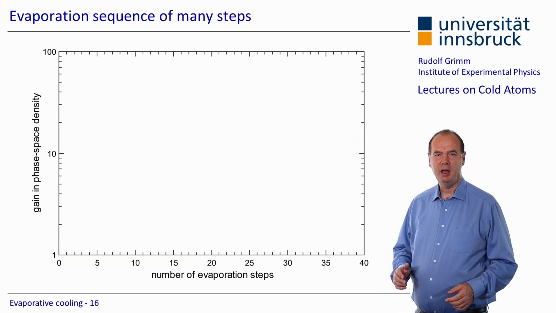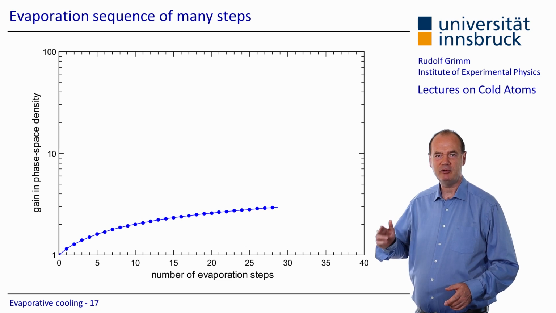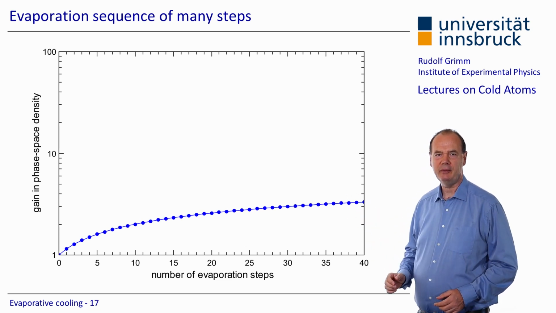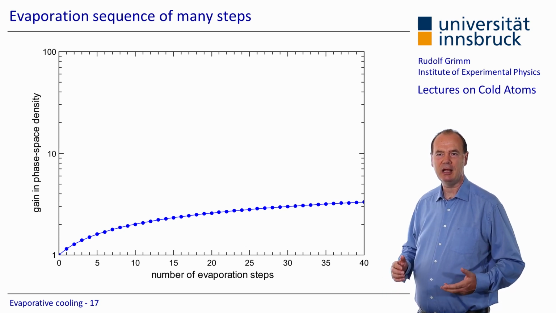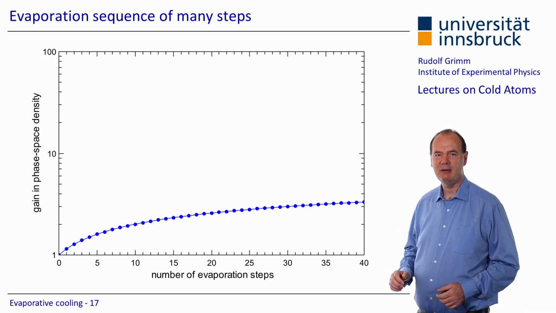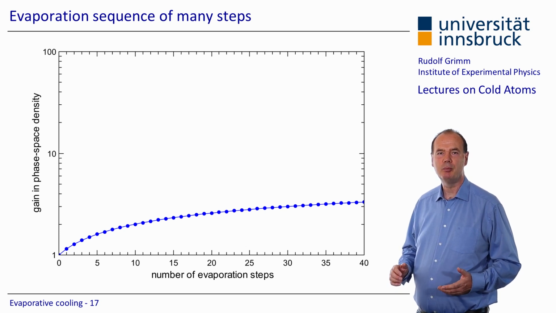Now let us consider a sequence of many evaporation steps. Here is what we get for the phase space density if we repeat energy cut and rethermalization again and again. Here we keep the energy threshold for evaporation at a constant value. The truncation parameter increases relative to the decreasing temperature, and by evaporating less and less atoms, the process slows down.